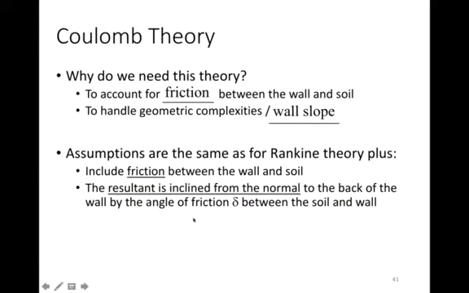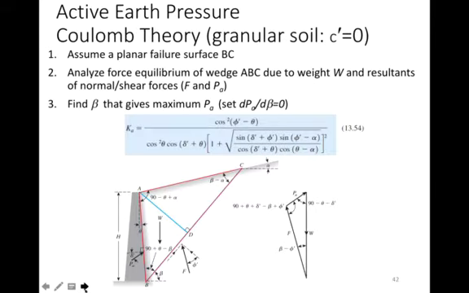So Coulomb came up with a theory to account for the friction and to account for the wall slope. It has the same assumptions as Rankine, plus now it has friction between the wall, and it changed the resultant to be inclined from the normal to the back of the wall by the angle of friction, this delta. So here's the equation. Basically, all the assumptions are the same, but now you're going to have different equations for calculating Ka and Kp. So here's the equation you would use.